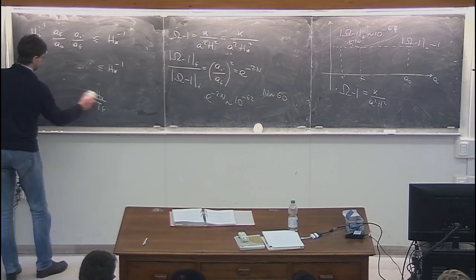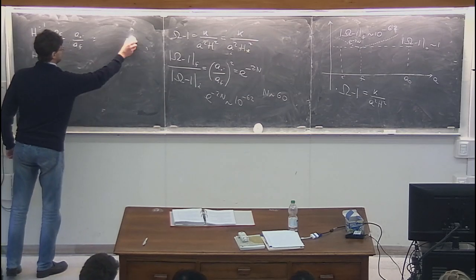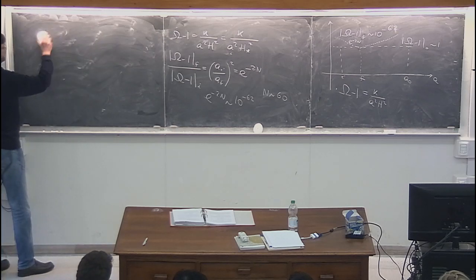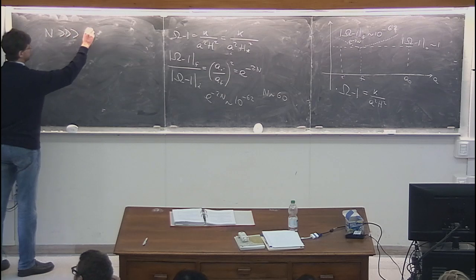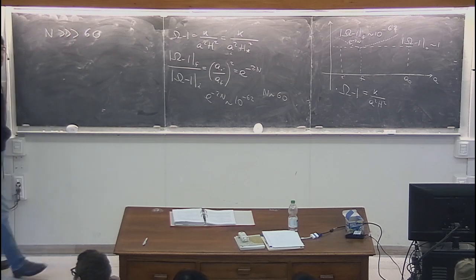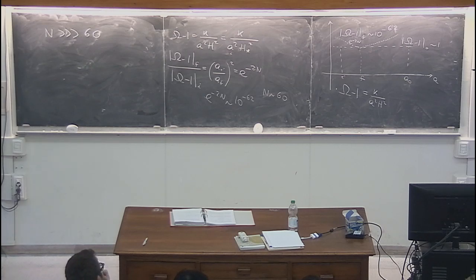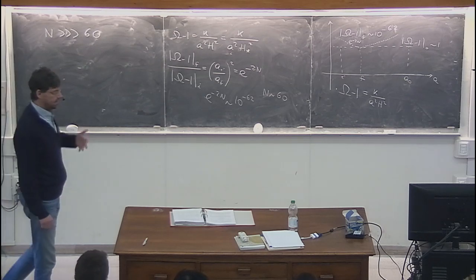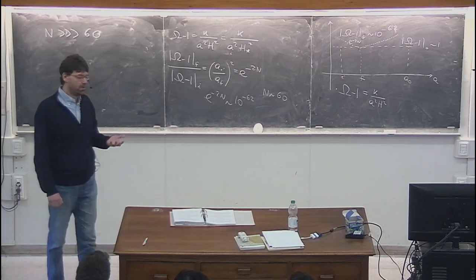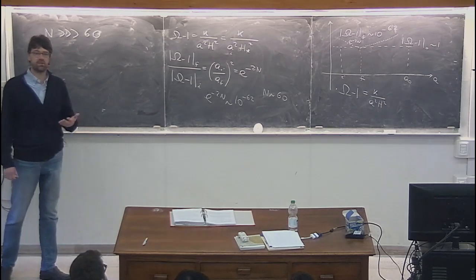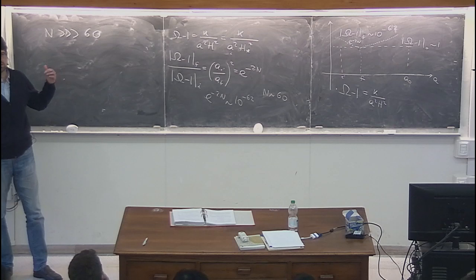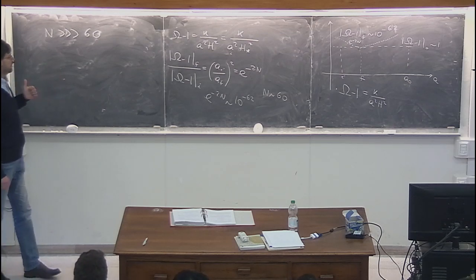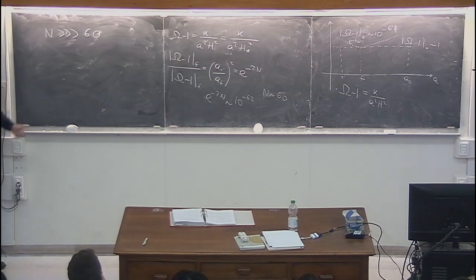You can guess yourself. Suppose that inflation lasts for some number of e-folds which is much larger than 60. Okay? We will make an example later on. In fact, later on we will see, maybe even today, that in the simplest model of inflation you can write, this N is not 60, but is 10 to the 12. So let's suppose that it's much, much larger than 60.